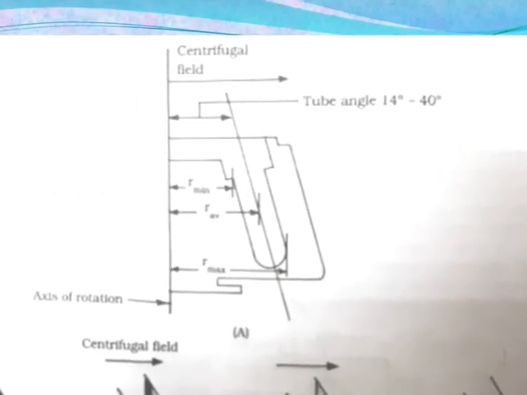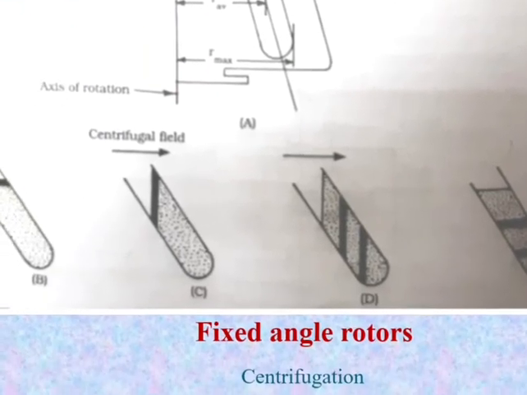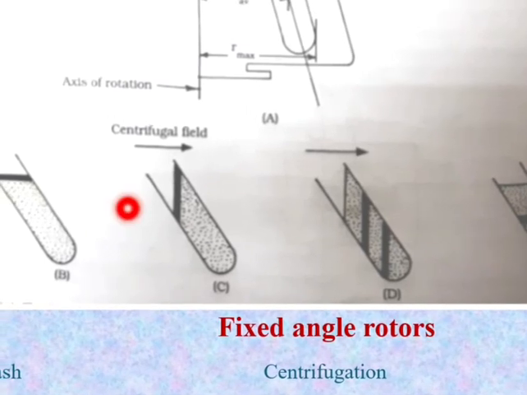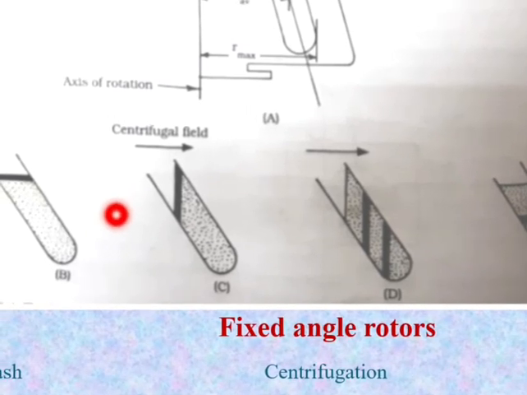Figure A here shows the cross section of a typical fixed angle rotor. We can see here that the tube is inserted at an angle of 14 to 40 degrees. This is the centrifugal field. The arrow here points at the centrifugal field, and this is the axis of rotation. Figure B shows the centrifuge tube filled with the gradient and placed in the rotor, where no centrifugal force is applied.